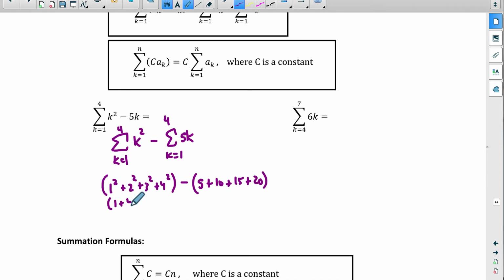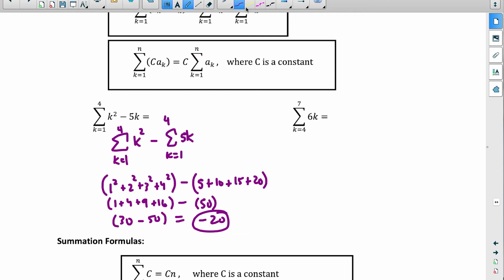1 plus 4 plus 9 plus 16 minus, might as well do this right now. 5 and 15 is 20, another 20 is 40, and 10 is 50. Now I've got to add this. 1 and 9 is 10, 26, 30. So I get 30 minus 50. So my answer is negative 20.